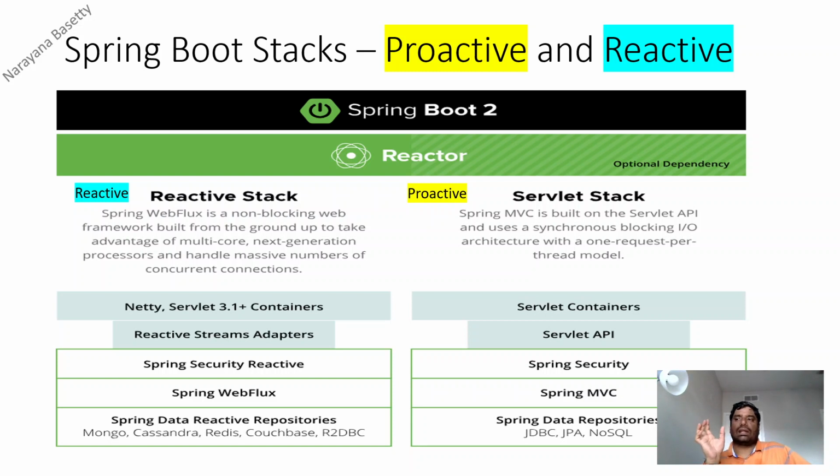This is the implementation underneath that we have to follow when we are going with the Spring reactive model, and it uses one thread per request model. So for every request, one thread will be used. In case of reactive, you can see many threads can span for your request fulfillment. And here servlet containers can be used, and the servlet API, Spring Security, Spring MVC, Spring Data repositories support the proactive stack. So we are talking about the proactive stack today.